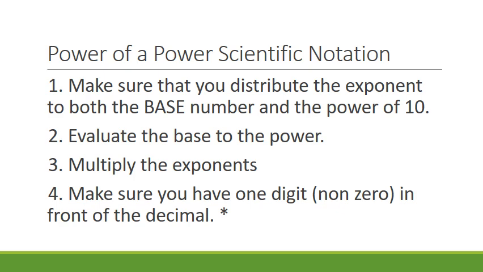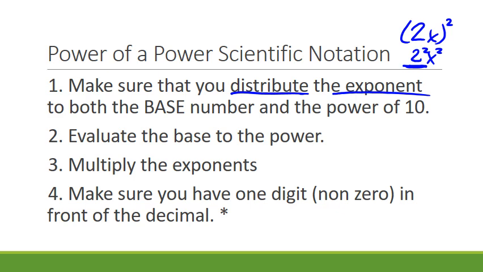Let's talk about power of a power for scientific notation. First, make sure you distribute the exponent to everything. Well, you guys already know this rule. Remember, if I have 2x quantity squared, that means I have 2 squared and x squared. So the same idea is true. Distribute the exponent. Step 2, evaluate the base to the power. So in this case, what is 2 squared, right? You need to actually calculate that out.